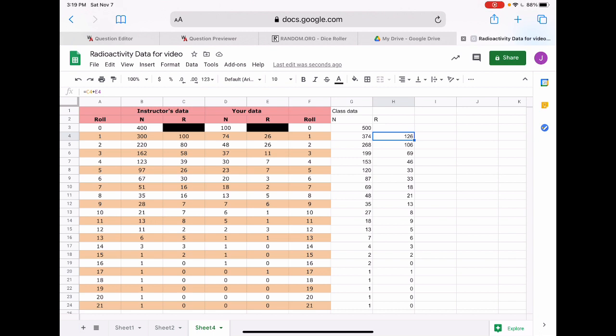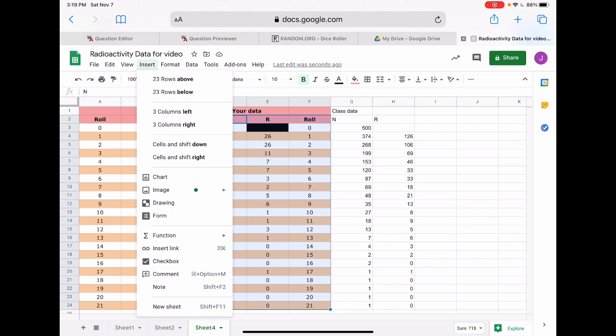Now we want to make the graphs. And first you want to graph your data. And so to do that, you want to highlight. You can see what I did. I clicked on the N, and I've highlighted all the way down, going down the rolls, all the way there. So this is what you want to highlight. And then you want to go insert. You want to insert chart. You can see that right down here.